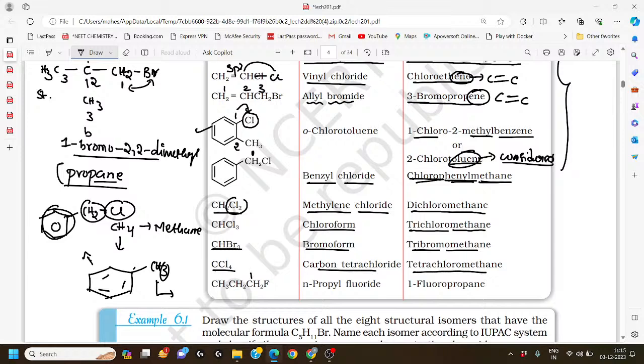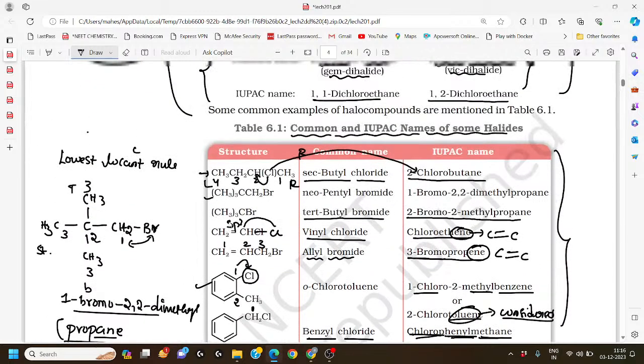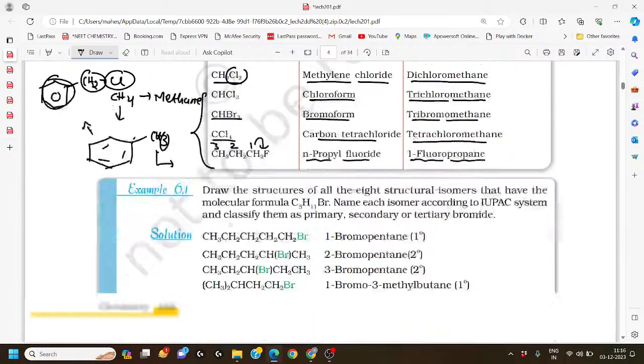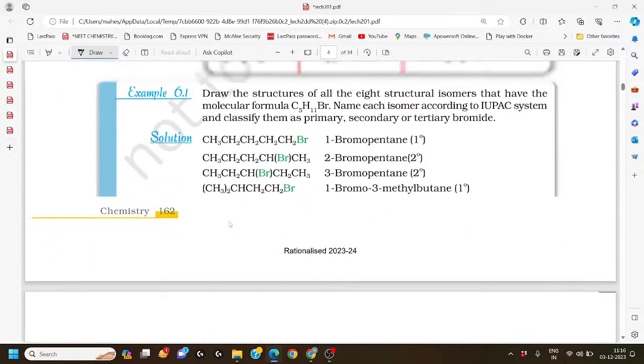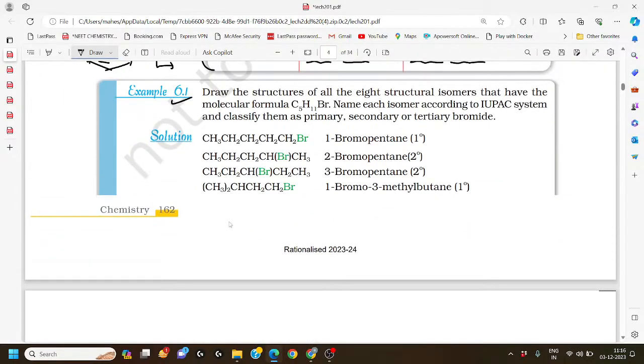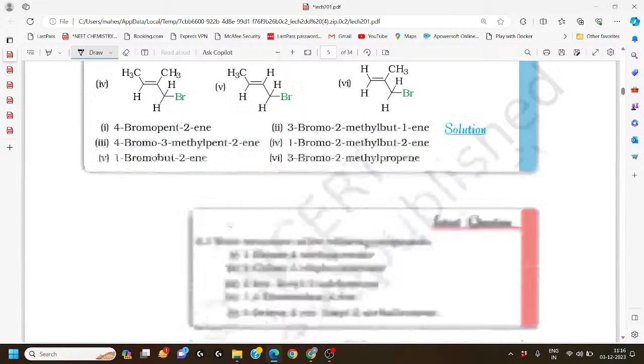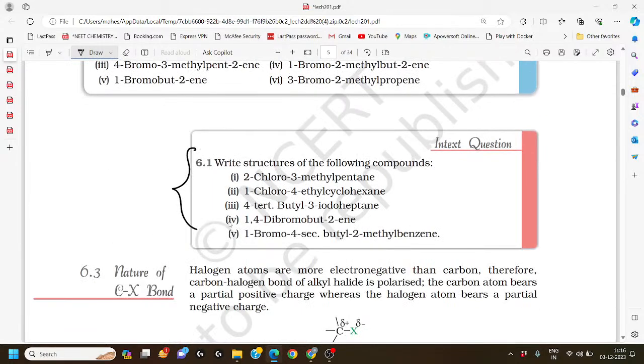And next one is here 1, 2, 3. Here we observe propyl fluoride, and at the first position we observe that fluorine is the substituent. So 1-fluoropropane is the IUPAC name of this compound. I hope these IUPAC names are clear to you. Now you have to try examples 6.1 and 6.2, and here also we have to try the structures on our own.